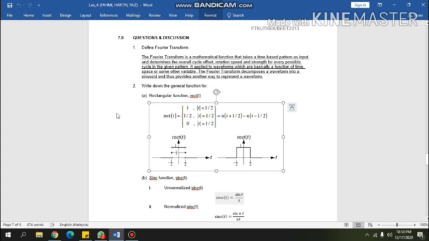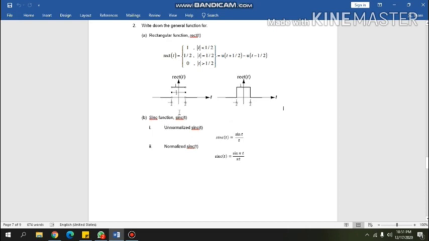For number 2, we need to write down the general function. There are two questions, which are for the rectangular function and for the sinc function. So for the rectangular function, this is the general function, and this graph represents the output of the function.